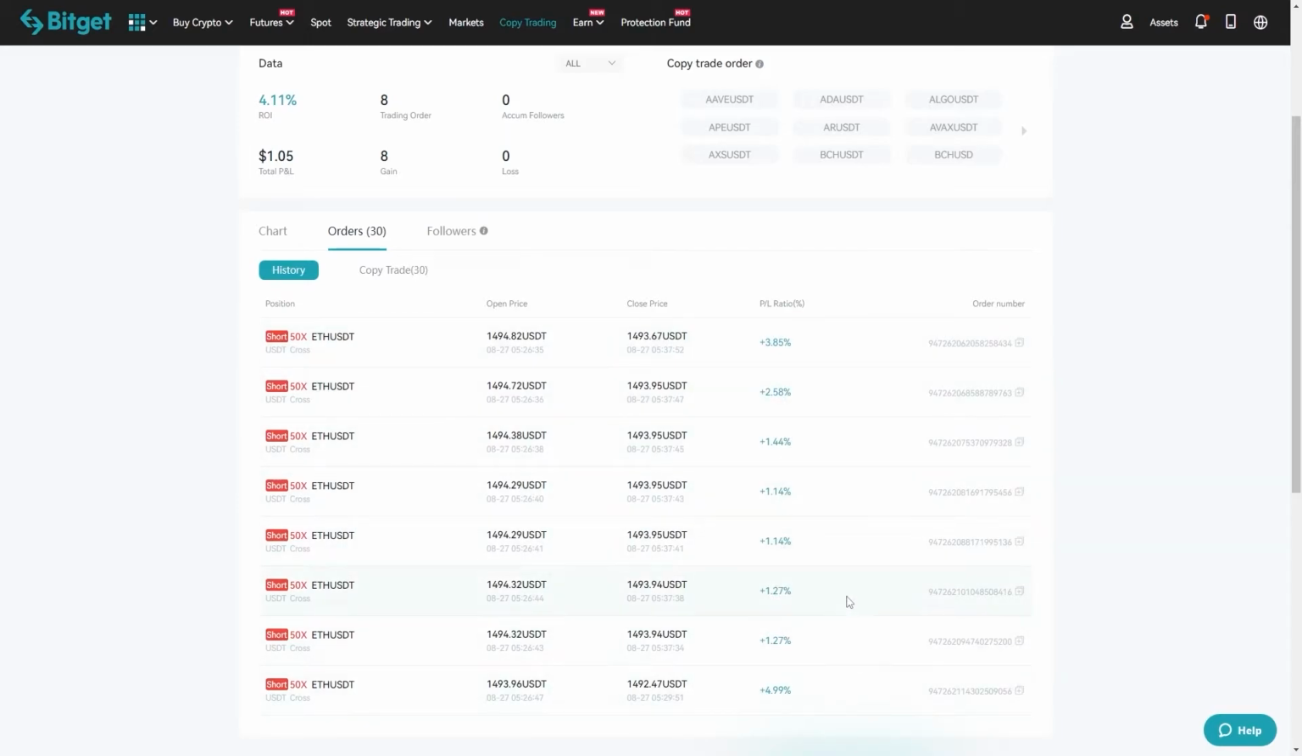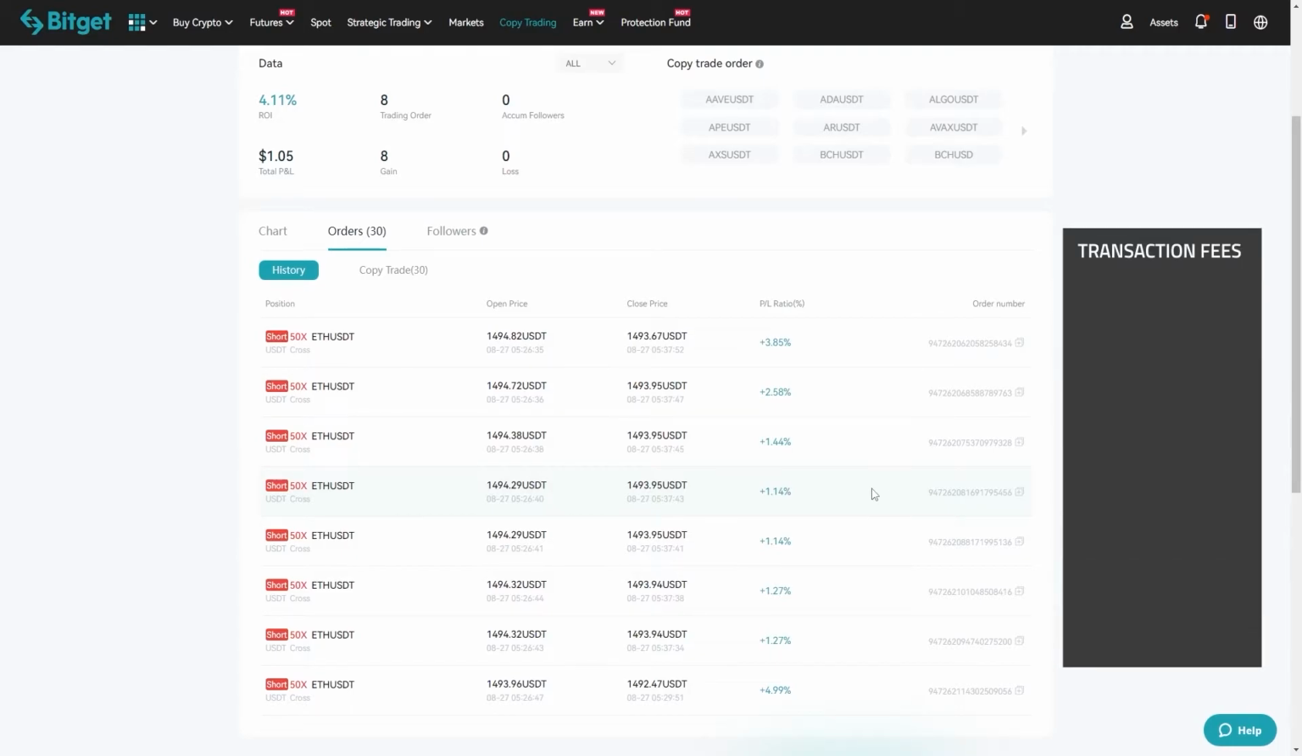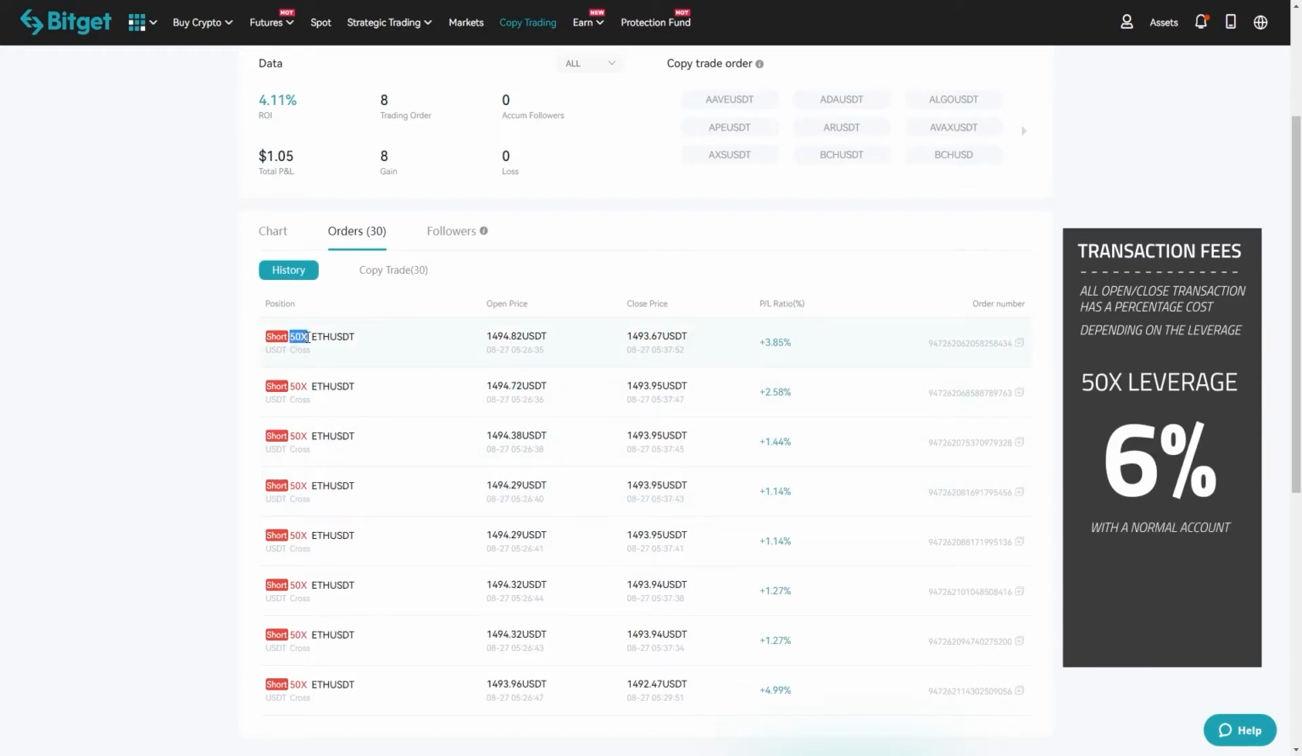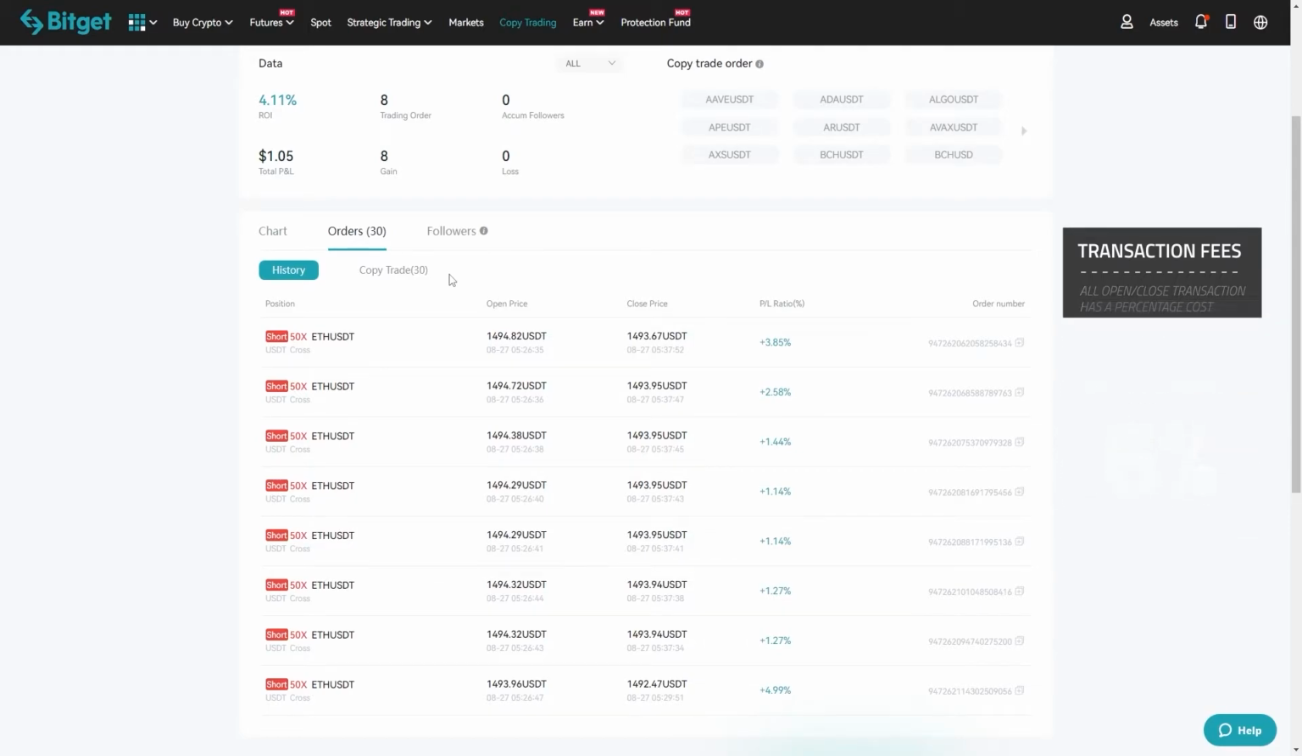It appears like these positions were all closed in profit, but you have to consider the costs of opening and closing positions. At 50x leverage, this is around 6% if you have a normal account. So actually, if you close any position with this leverage below 6% in profit, you are making a net loss with that trade. Of course, if you have a discounted account, your fees will be lower, probably around 5%, but even so, with these profit rates, you would still be in loss.